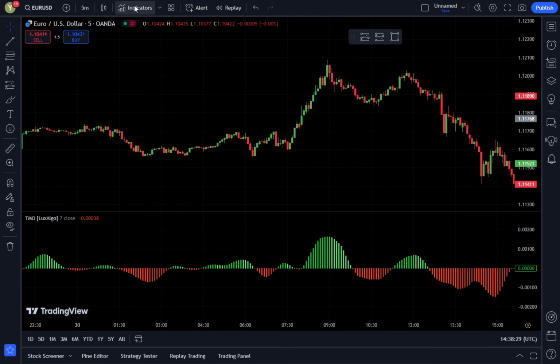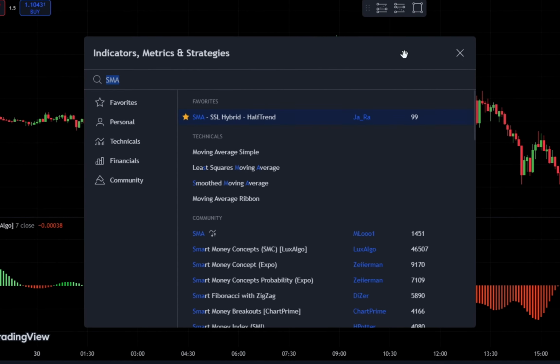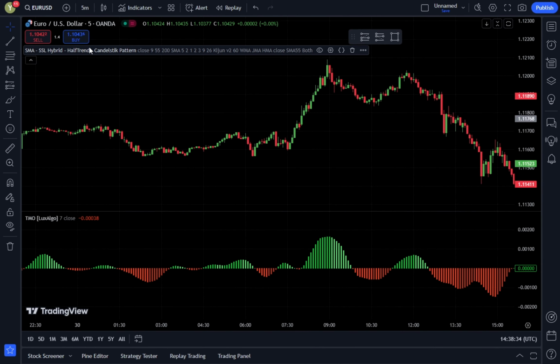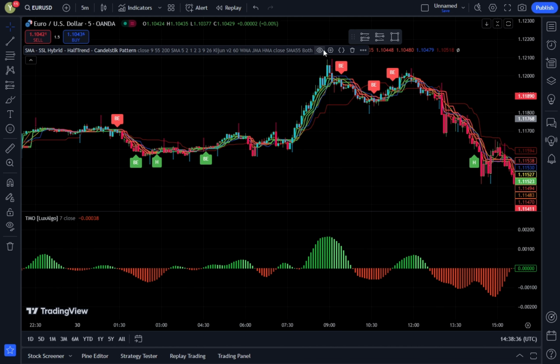Now, add the next indicator. SM as SSL Hybrid Half Trend Indicator by Jara. Adjust the input and style settings as needed.